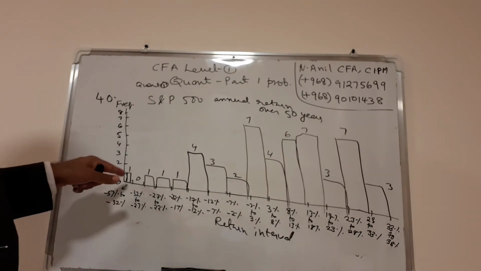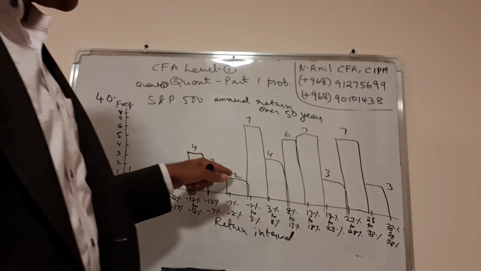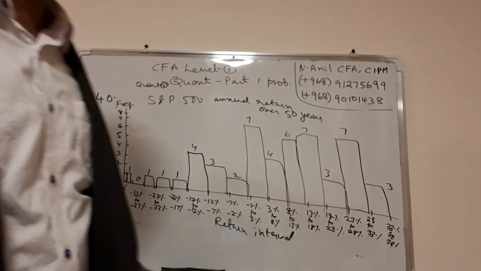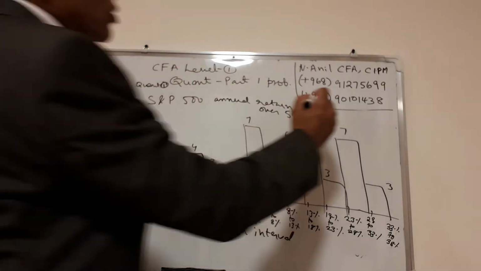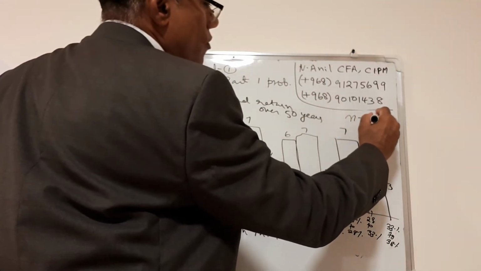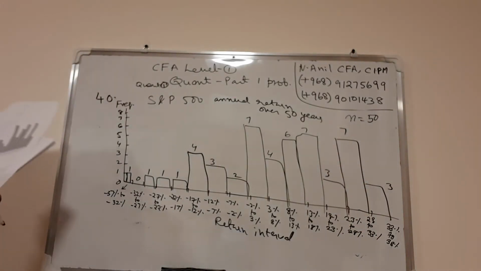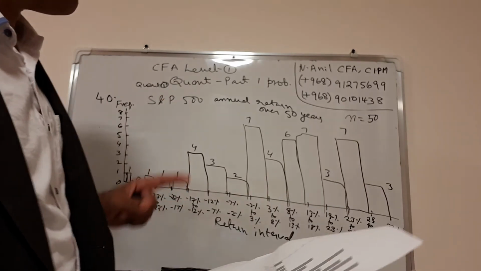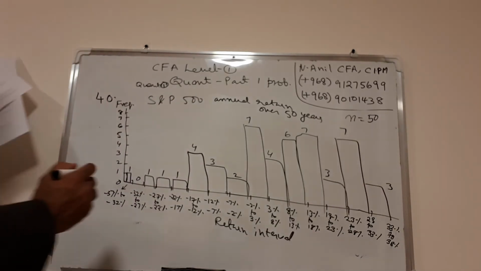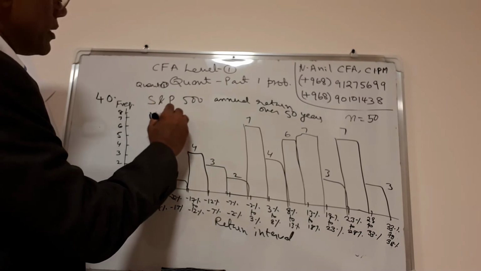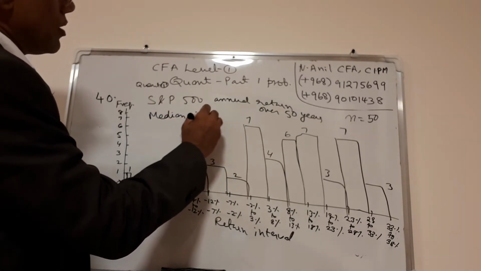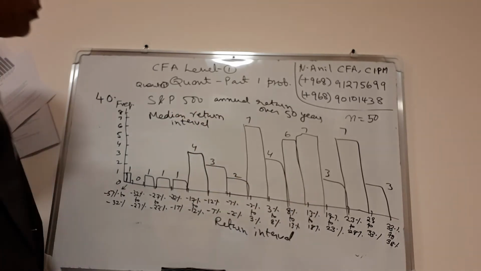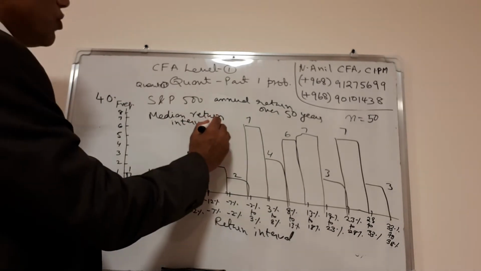So if you sum 4, 8, 11, 13, 20, 30, 40, 50. Correct. So these are 50 years, so the number of data points n is equal to 50. Now the question: the interval containing the median return. We have to find the median return interval. Which interval has the median return? This is what we need to find.